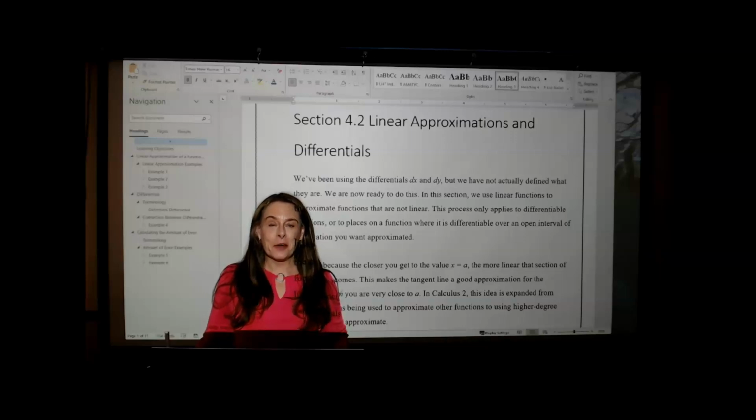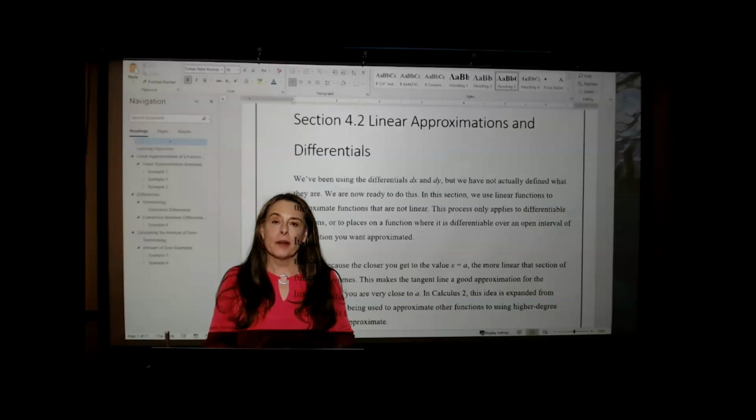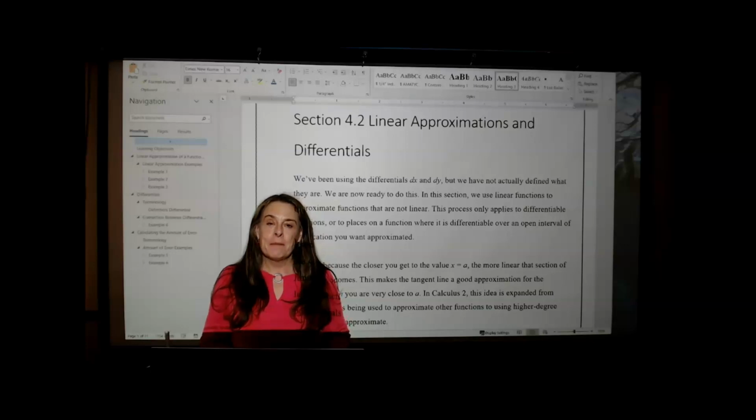You'll be happy to know that this section on linear approximations and differentials is far more straightforward than the section on related rates. The homework problem should take a lot less time, and so will this video. We've been using the differentials, dx and dy, for some time now, but we've never actually formally defined what is dx and what is dy. In this section, we do that.